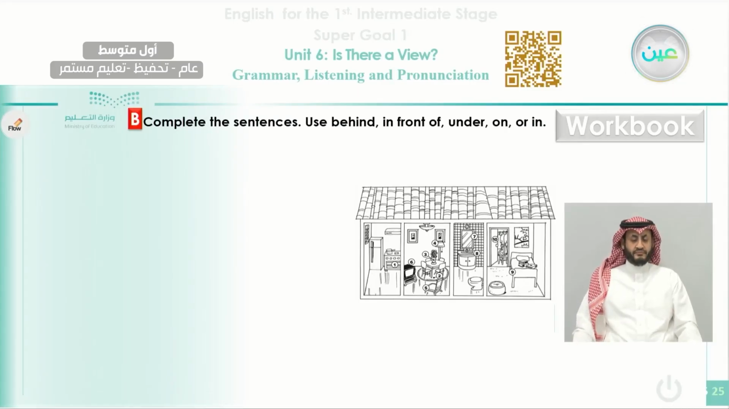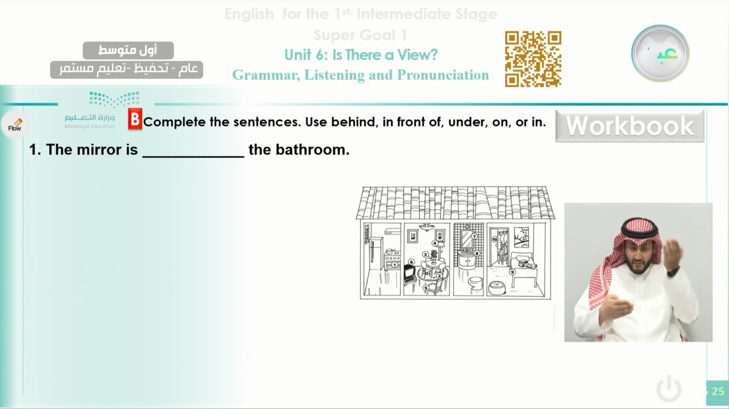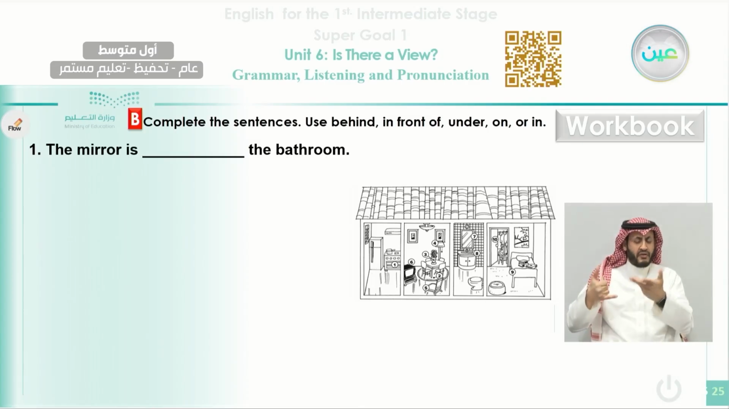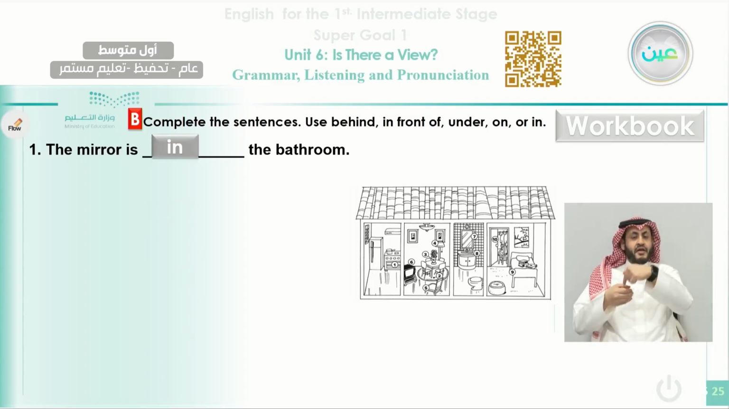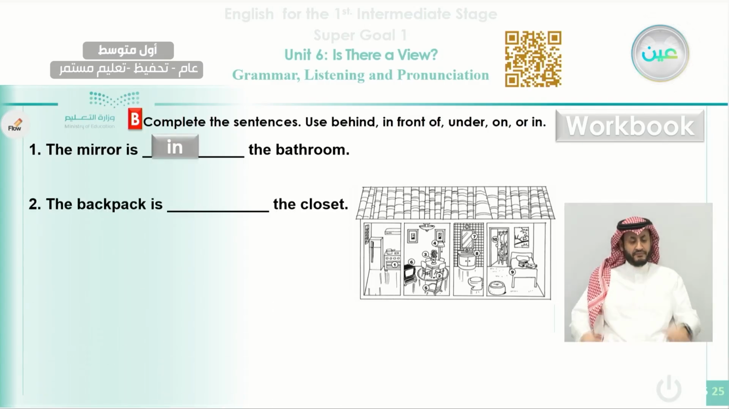the previous lesson. Complete the sentences, use behind, in front of, under, on, or in. The first one here, the mirror in the bathroom. What do we say here? Do we use in front of, behind, under, on, or in? The best thing is to say in. It is in the bathroom. Okay, the backpack is the closet.